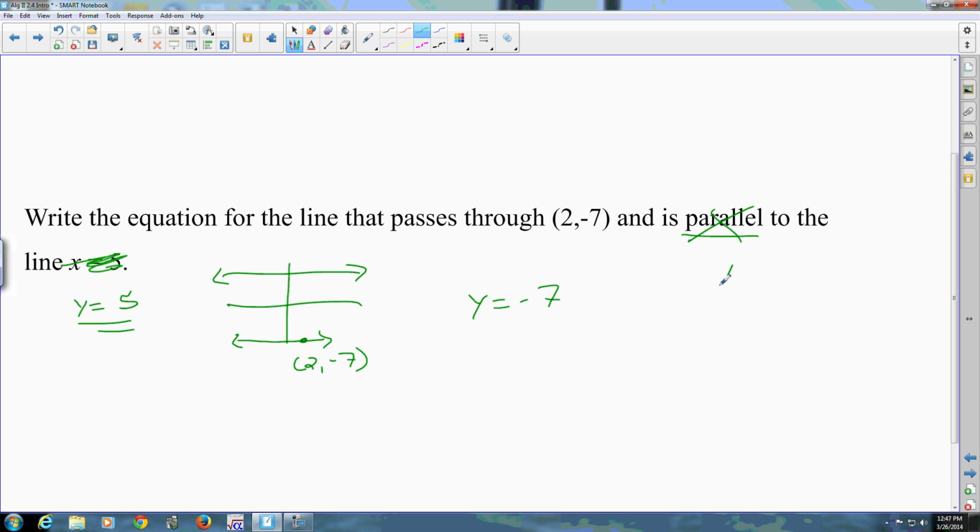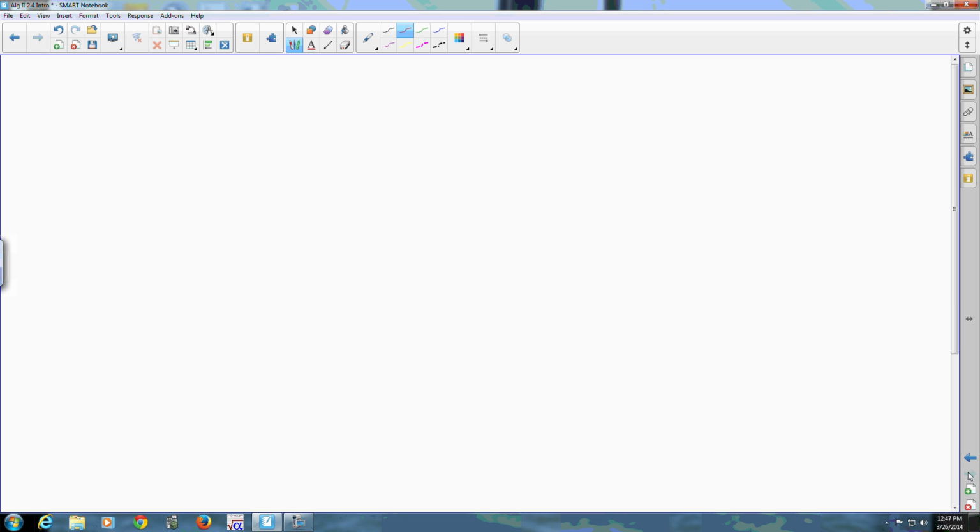If instead of this, they said perpendicular to this line going through that point, that means it has to be a perpendicular line here, which is vertical. So again, x is equal to 2. All right? No arithmetic. You just have to understand and know what it's saying, what it's asking, and how to write the equation for a horizontal line and a vertical line. That's it.